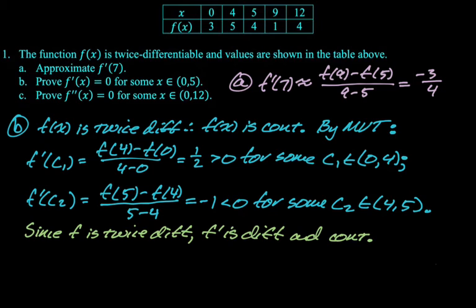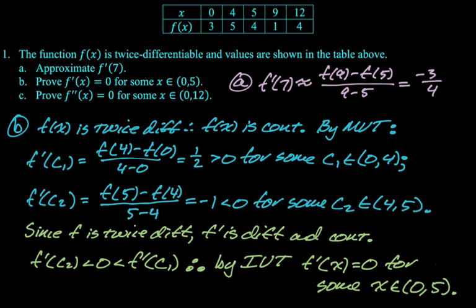Okay, so now we know that f prime is continuous. We can use IVT on it. So I'm going to say f prime of c2 is less than 0, which is less than f prime of c1. Therefore, by IVT, f prime of x equals 0 for some x between 0 and 5. And we did it.